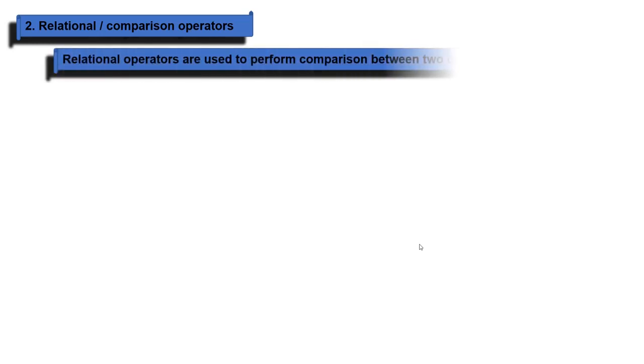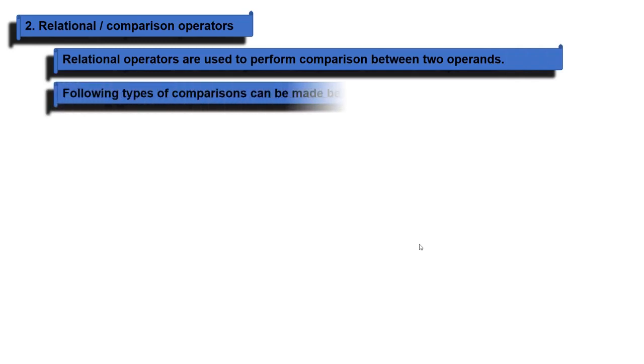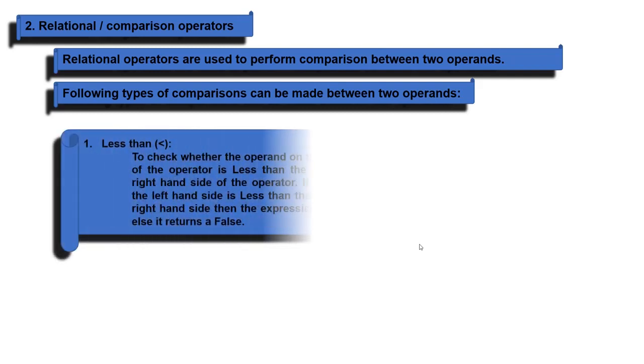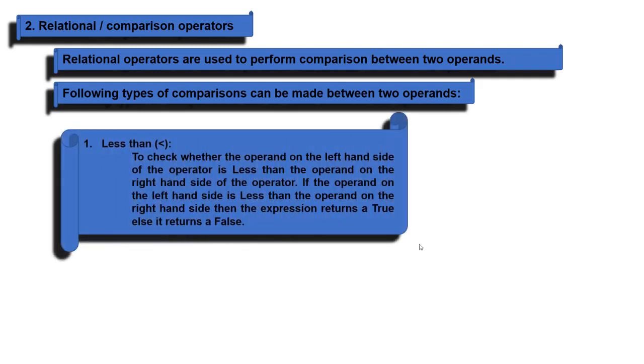Relational or comparison operators. Relational or comparison operators are used to perform comparison between two operands. Following types of comparisons can be performed between two operands. The first one is the less than operation. The less than operator is used to check whether the operand on the left hand side of the operator is less than the operand on the right hand side of the operator. If it is, then the expression returns a true. Otherwise, it will return a false.